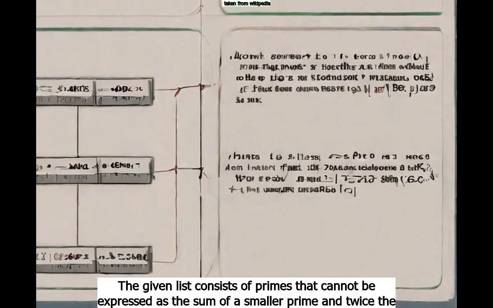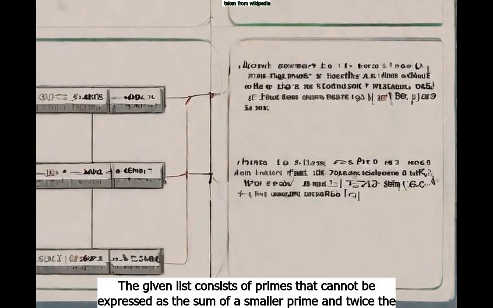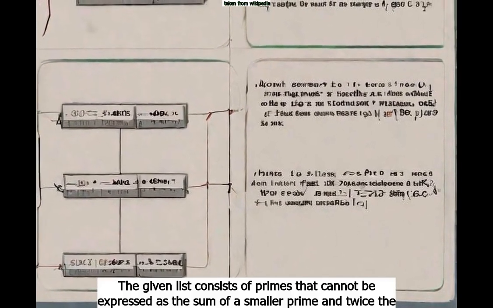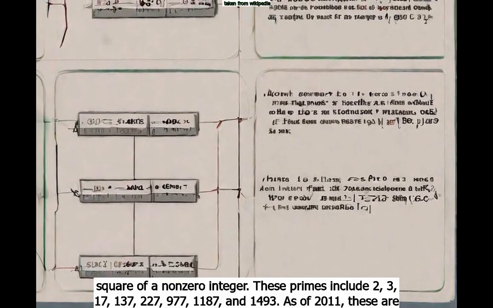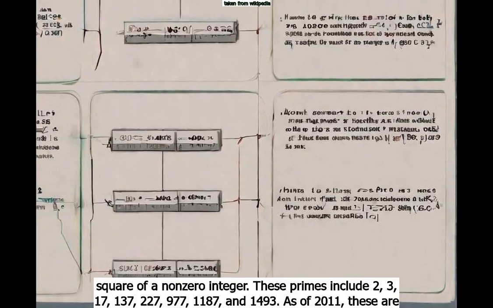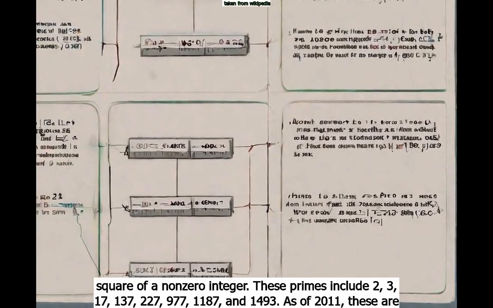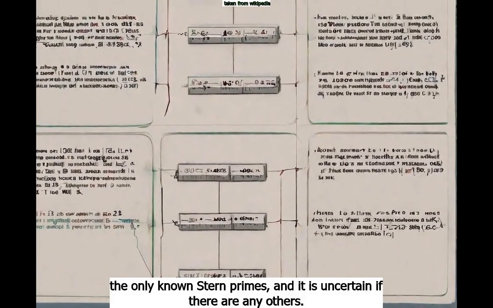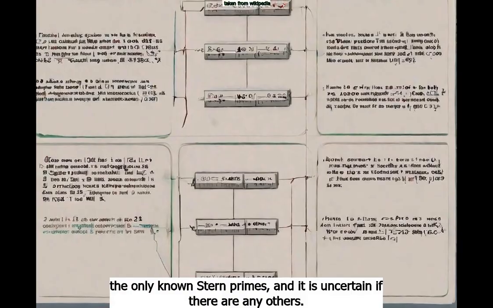The given list consists of primes that cannot be expressed as the sum of a smaller prime and twice the square of a non-zero integer. These primes include 2, 3, 17, 137, 227, 977, 1187, and 1493. As of 2011, these are the only known Stern primes, and it is uncertain if there are any others.